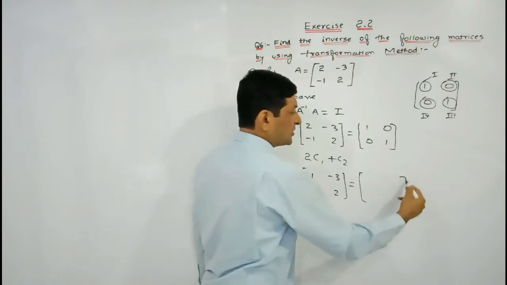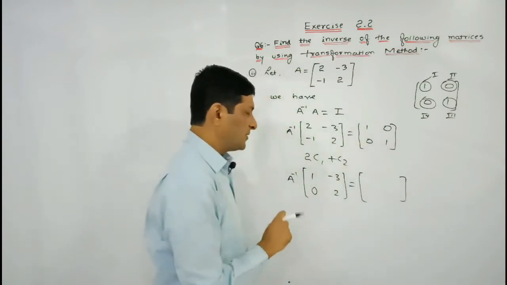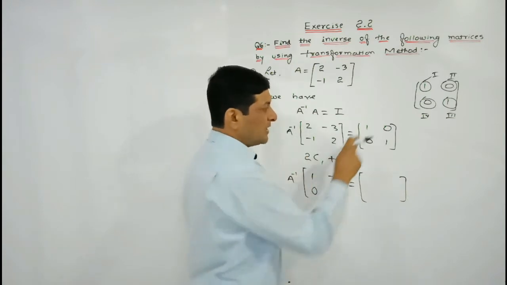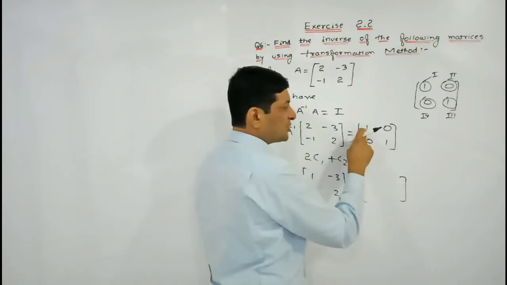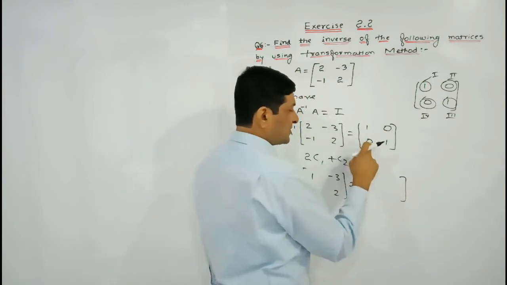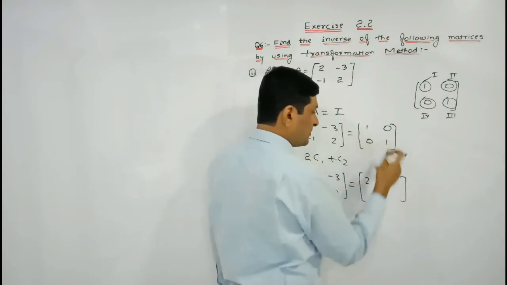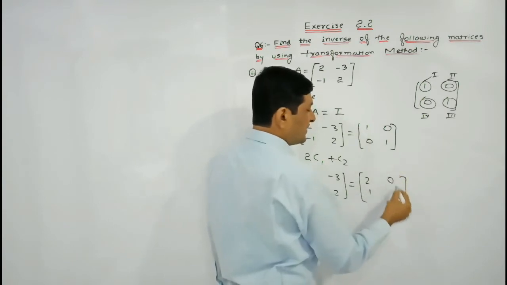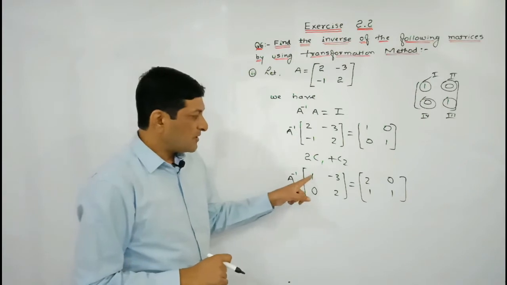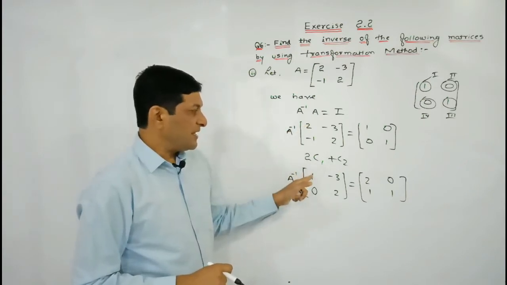Perform the same operation on C1 on this side also. Multiply C1 by 2 and take its addition with C2. Multiply by 2, 1 into 2 is 2, 2 plus 0 is 2. Multiply by 2, 0 into 2 is 0, 0 plus 1 will be 1. Keep the elements of C2 as they are, isn't it? So here we have got our first required element, 1.